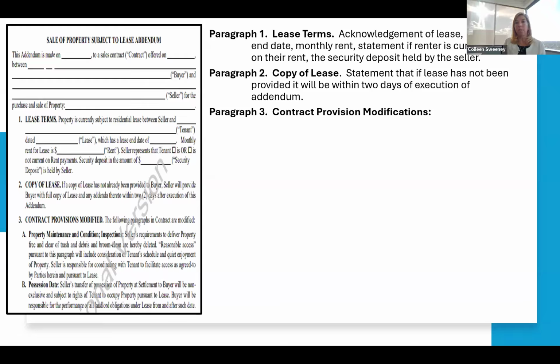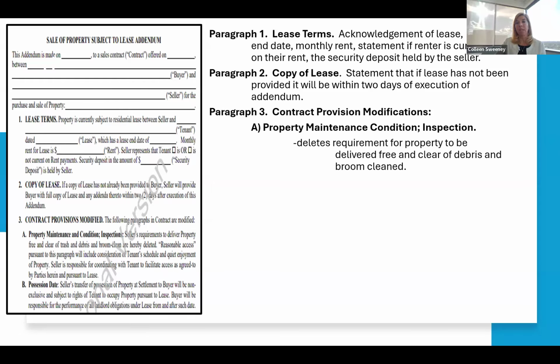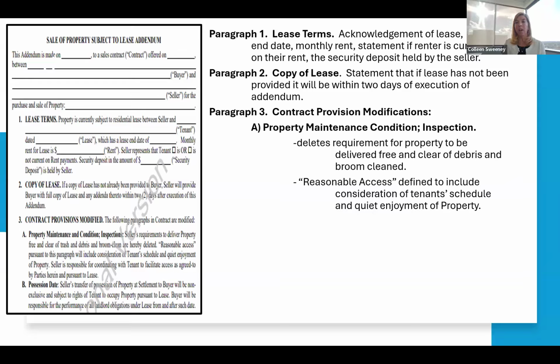Paragraph 3, contract provisions, modifications, all right? Property maintenance, condition, and inspection. Obviously, we have to delete the requirement for the property to be delivered free and clear of debris and broom clean because there's a tenant in it, right? Reasonable access is now defined to include consideration of tenant's schedule and quiet enjoyment of the property. It's important because there's a tenant. And it's a note that the seller is responsible for coordinating with the tenant to facilitate access.